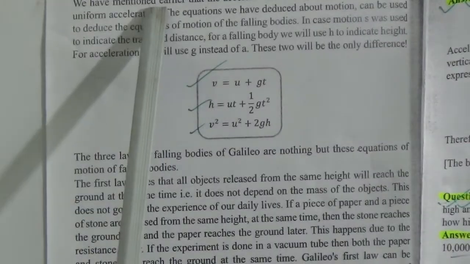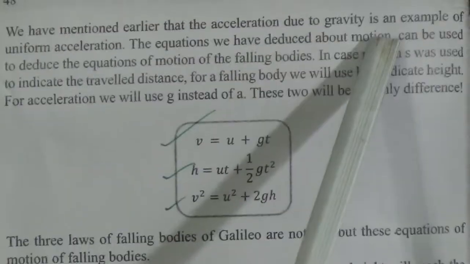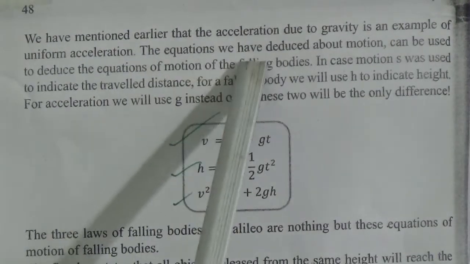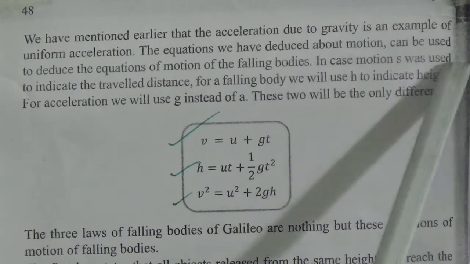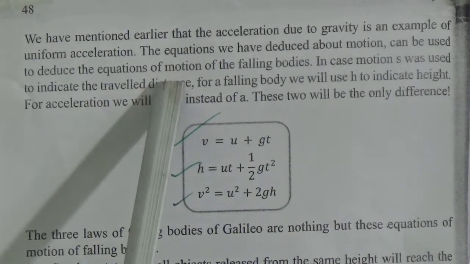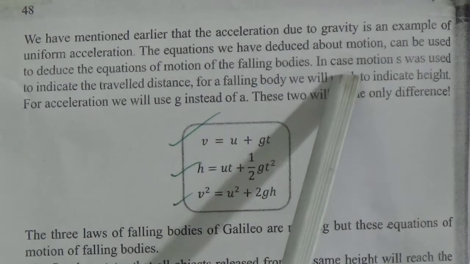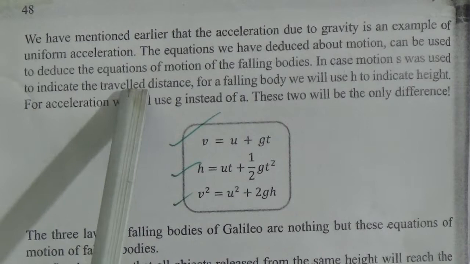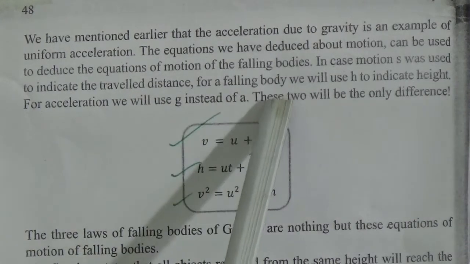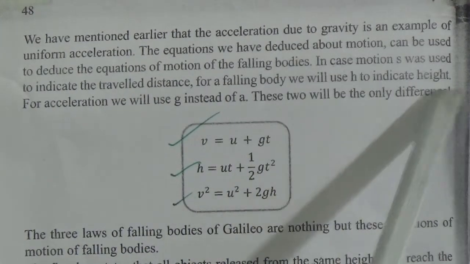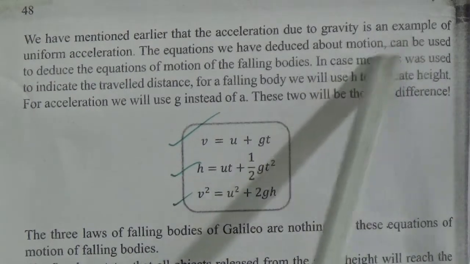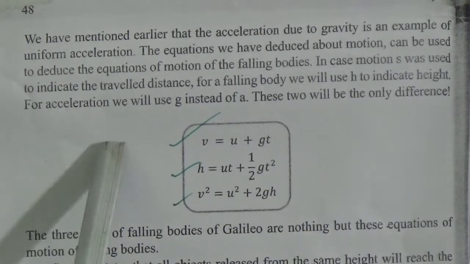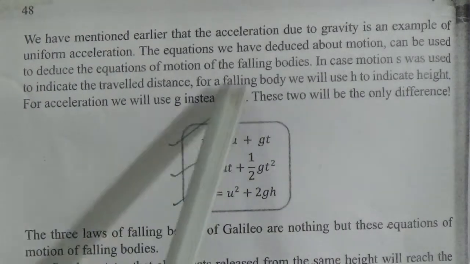We have mentioned earlier that the acceleration due to gravity is an example of uniform acceleration. The equations we have deduced about motion can be used to deduce the equations of motion of falling bodies. In the case of motion, s was used to indicate the travel distance. For a falling body, we will use h to indicate height. That means s is the travel distance and h is the height. For acceleration, we will use g instead of a.